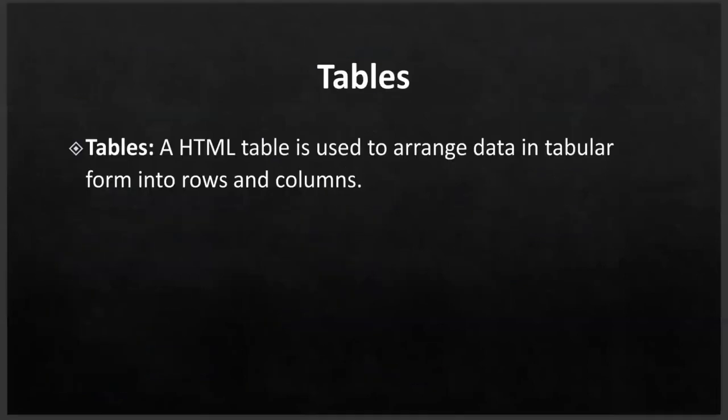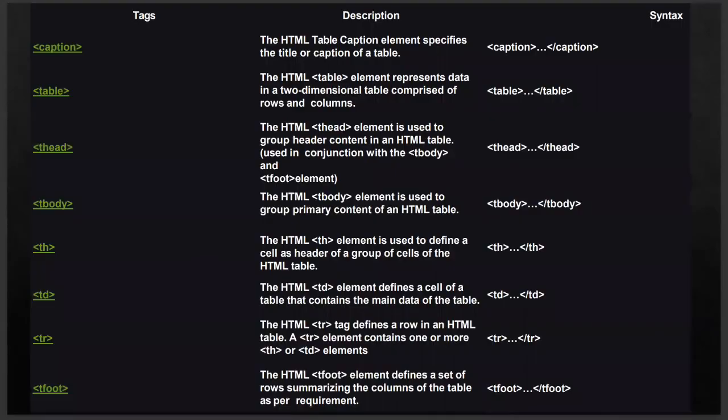HTML tables. An HTML table is used to arrange data in tabular form into rows and columns. Caption. The HTML table caption element specifies the title or caption of a table. Table. The HTML table element represents data in a two-dimensional table comprised of rows and columns.